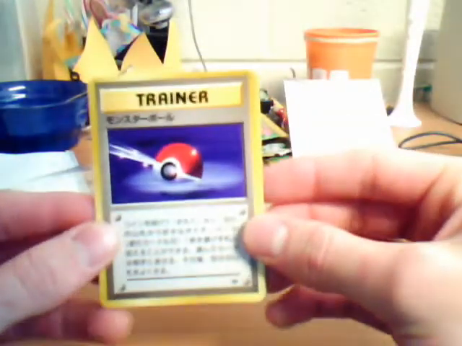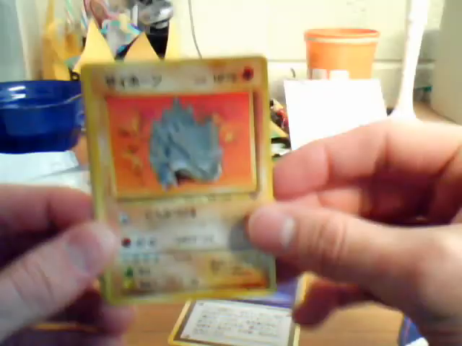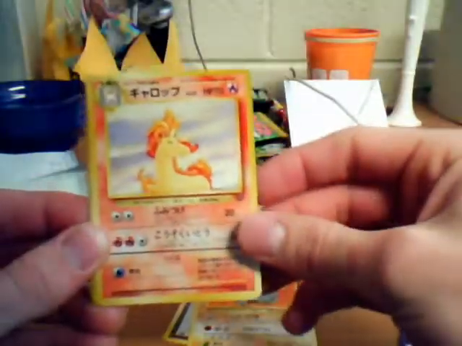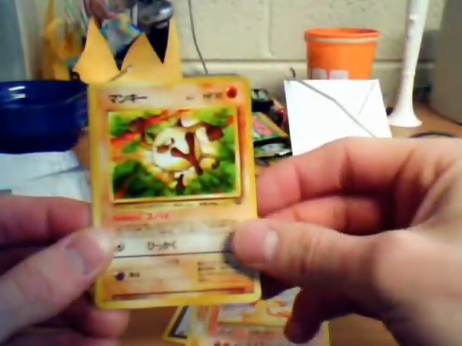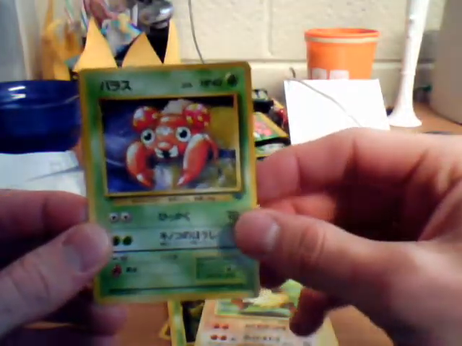Alright, so we got, it's like Pokeball or something, I don't remember what that's called. Rhydon, Rapidash, Mankey, Nidoran again, Primeape, Paras, Eevee, it's nice, and Gwyn. I'm glad I have an Eevee.